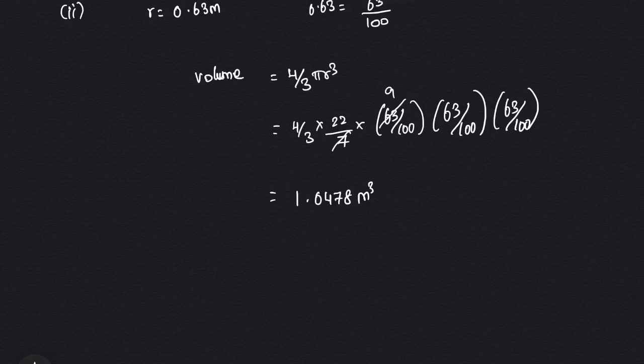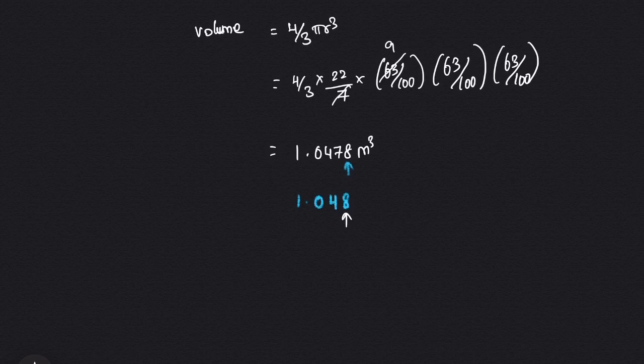But normally in the question, two digits after the point is enough. So just round off. So just compare. This is greater than 5. So round off 1.048. Now compare. This is greater than 5. So just cancel and increase one in the previous number. So 1.05. The unit is meter cube. So this is the volume of sphere.